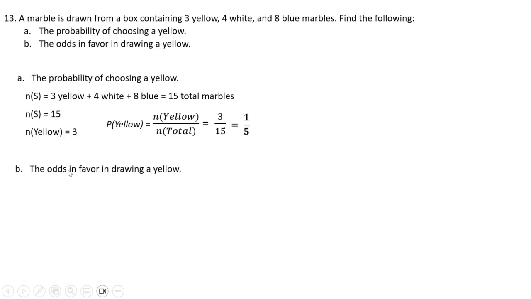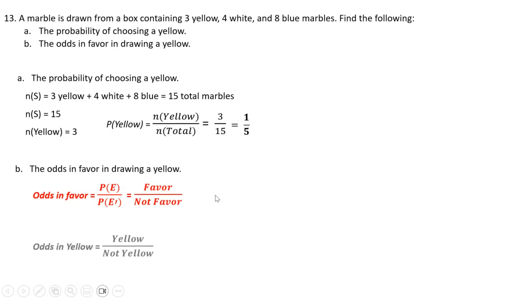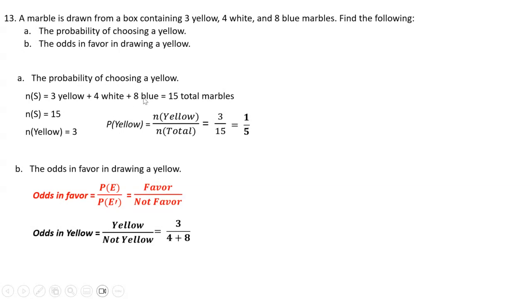At the beginning, the odds in favor of drawing a yellow is going to be yellow or favor over not favor, which would be yellow or not yellow. So how many are yellow? The answer is 3. Not yellow will be 4 plus 8. So the answer will be 3 over 12, which will give us 1/4, which will be the ratio of 1 to 4. That's my solution.